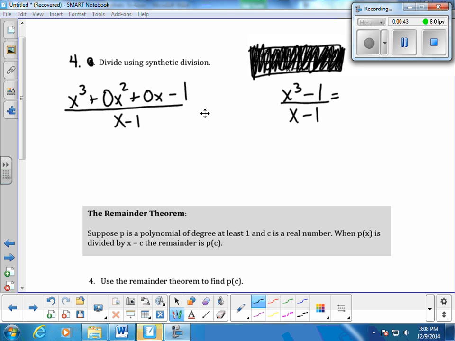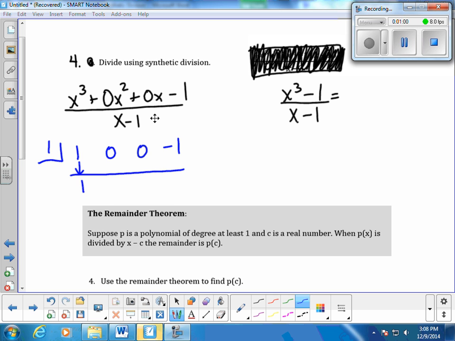Now we're ready to drop the coefficients. So I'm going to write 1, 0, 0, negative 1. And then because this is in this format, I'm going to put positive 1 here. And then we'll start this process.